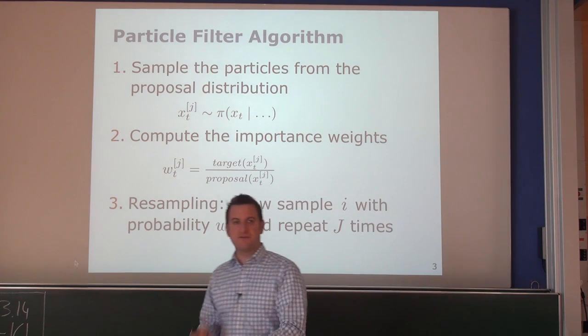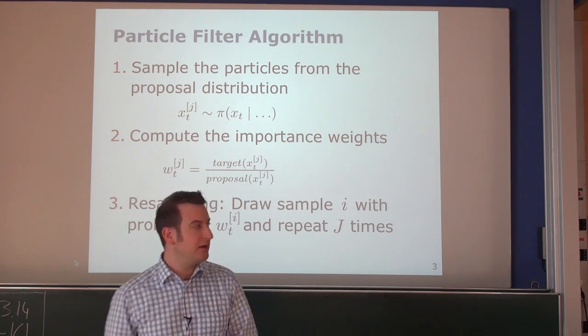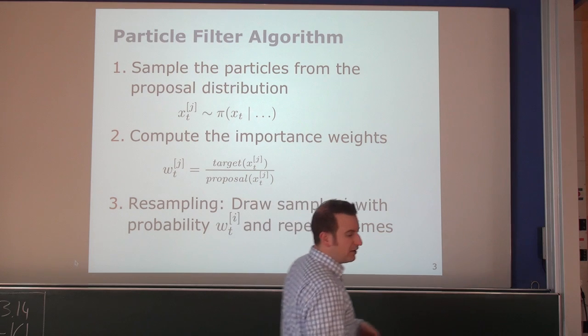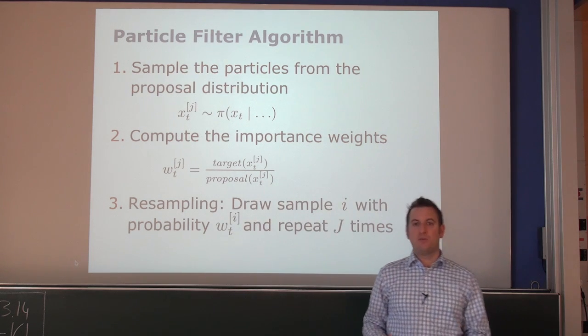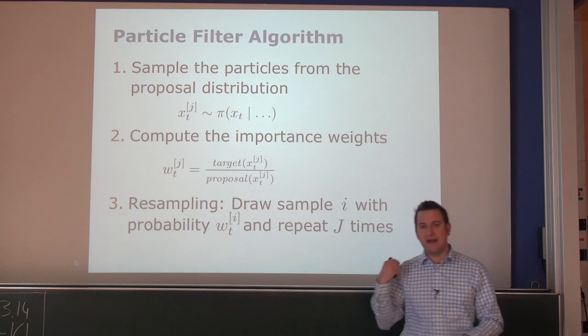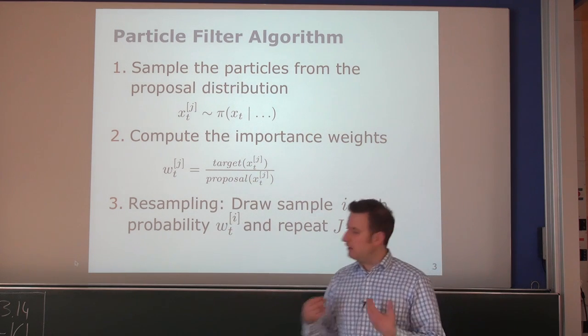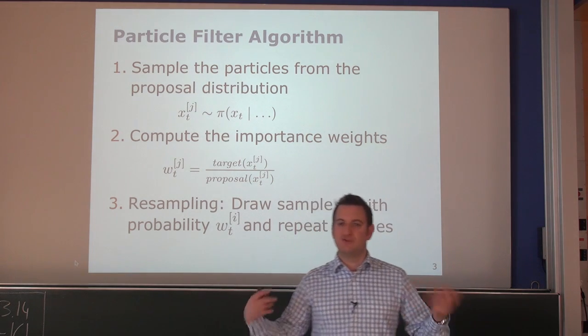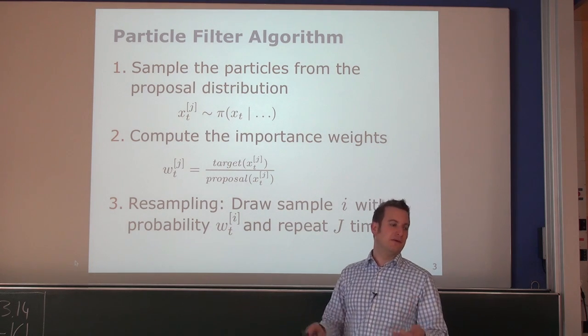This just accounts for the differences between the target and the proposal. And the last step was the resampling process, with just drawing samples with replacement. So I draw sample i proportional to its likelihood. I do that with replacement. I simply draw J samples. And that's the resampling process.